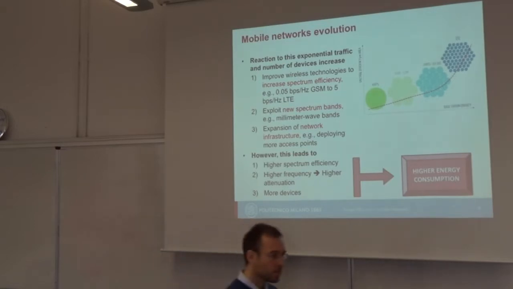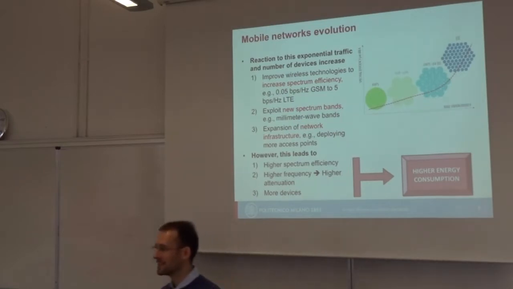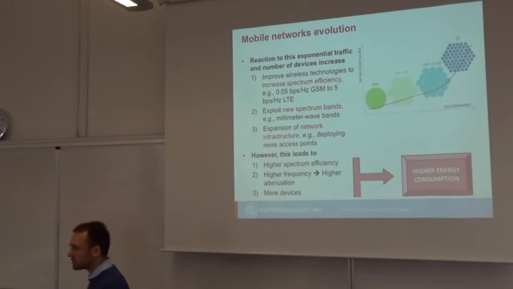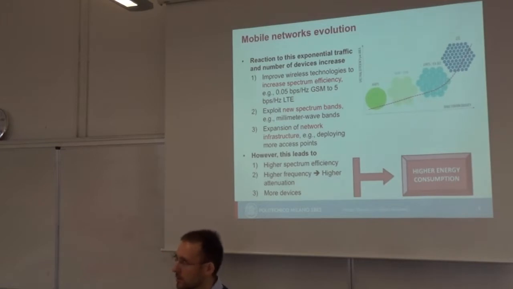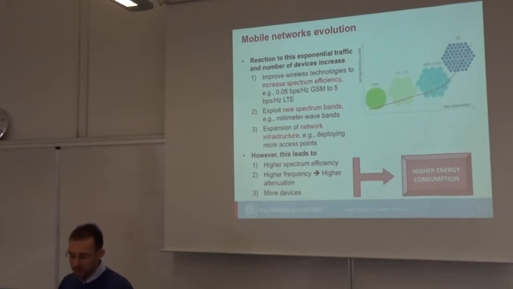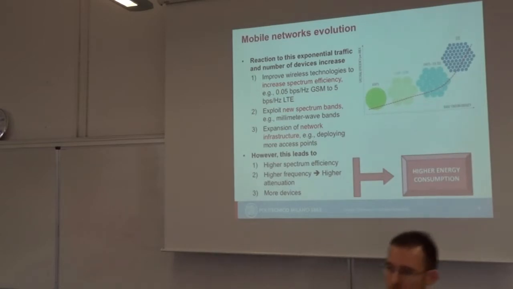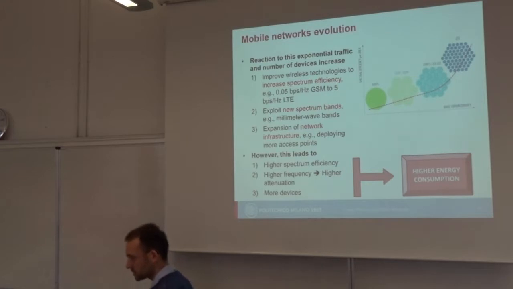The other direction is exploiting new spectrum bands. As the pioneers did with the Far West, we are doing the same with the spectrum. We are going upwards in frequency, and we are trying to exploit frequency bands that we believed could not be used in the past. So we are going to move to millimeter wave solutions. And the third type of action is extension of the network architecture. Since we need to provide more capacity, we need to deploy more devices, so more base stations.